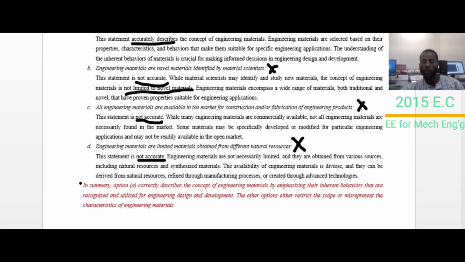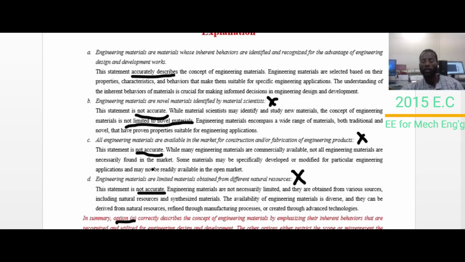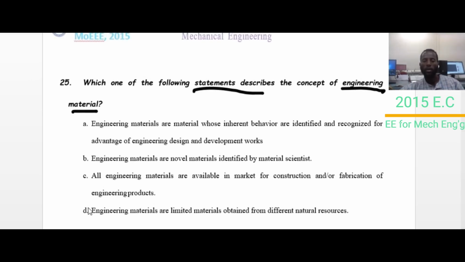Therefore, in summary, option A correctly describes the concept of engineering materials by emphasizing their inherent behavior that is recognized and utilized for engineering design and development. The other options either restrict the scope or misrepresent the characteristics of engineering materials. So option A is the correct answer regarding engineering materials. This is the correct statement.